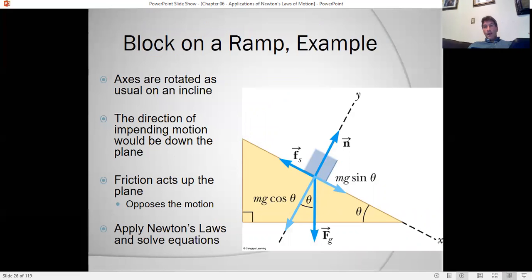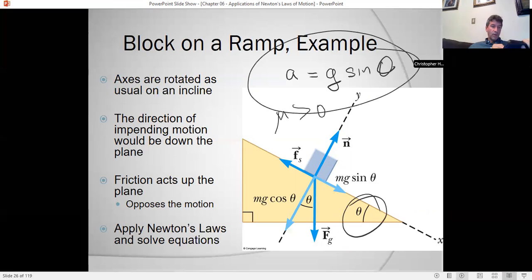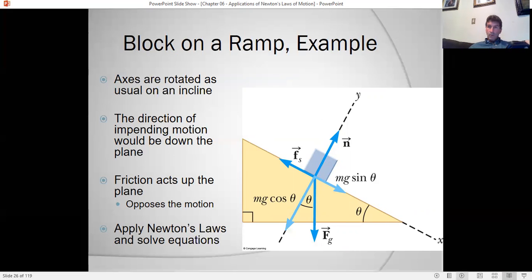Let's look at a block on a ramp. We've already seen that if there's no friction, we did this in lab, our acceleration is going to be equal to g times sine theta, where theta represents the angle of inclination here. Now, if I have friction here, if mu is greater than 0, my acceleration should be less than what I get for this case. Why? Because when I got that acceleration, I got it from this right here, F equals ma.